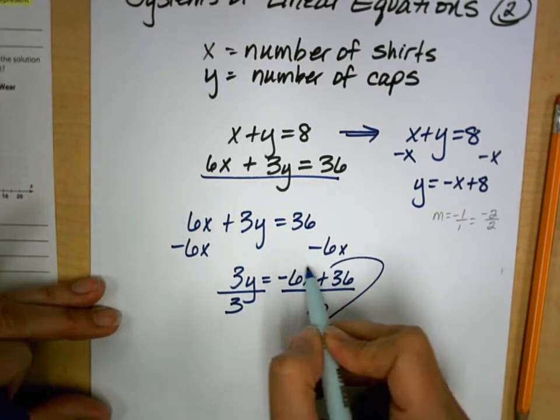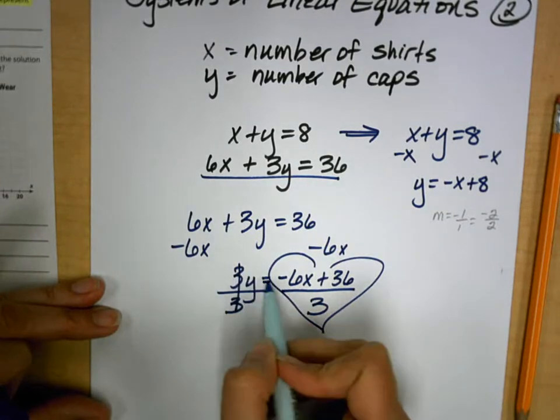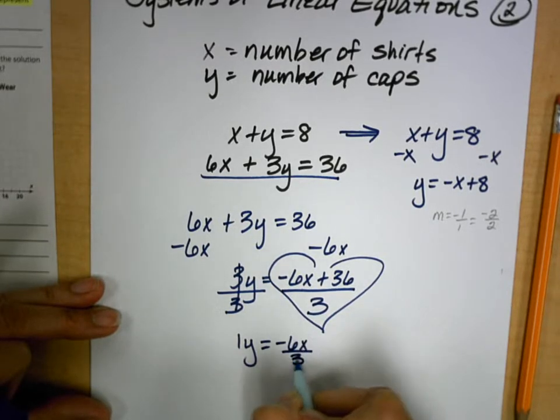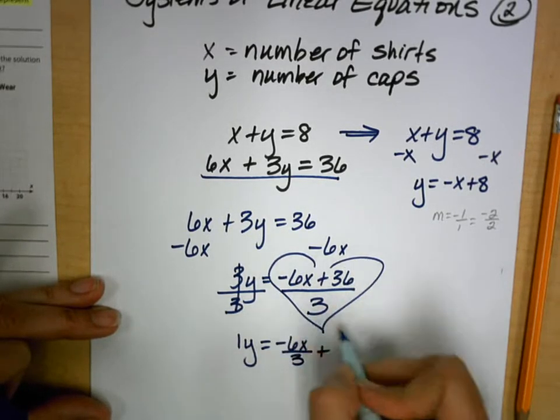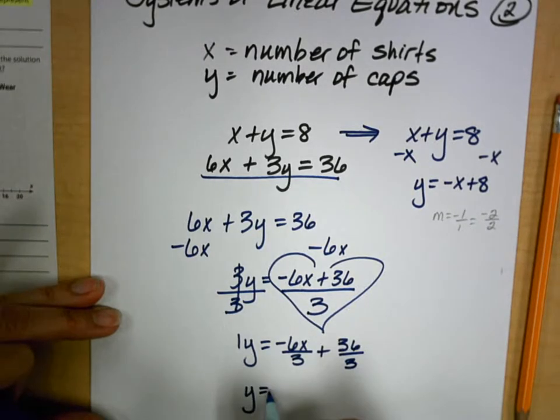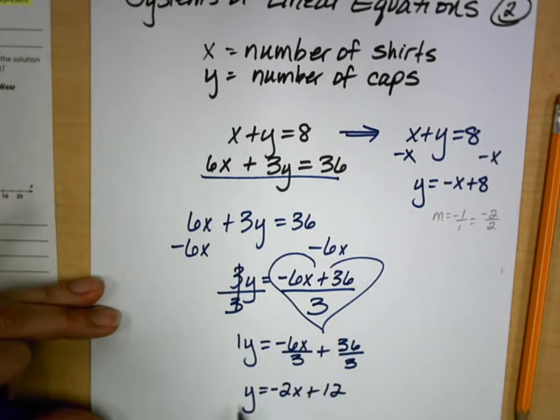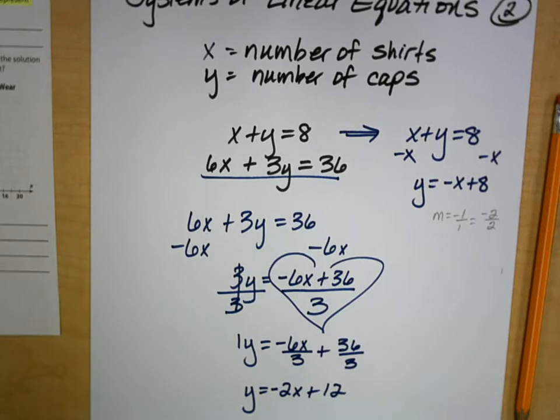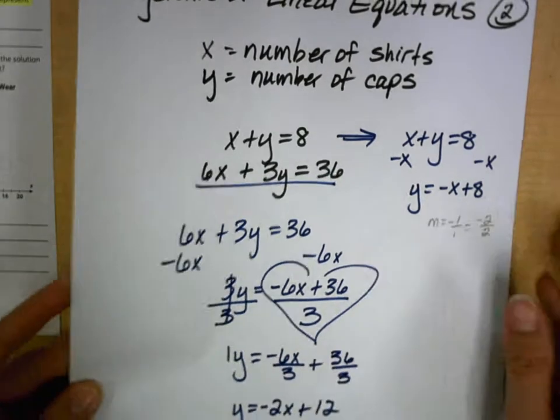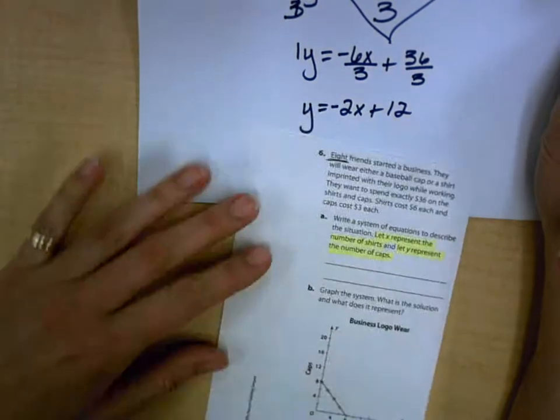Okay. This is a 1y now. So 1y equals, this becomes negative 6x over 3. This becomes plus 36 over 3. Now we simplify. Negative 6 divided by 3 is negative 2. 36 divided by 3 is 12. And so there is our new equation. It is equivalent to the original, just in a different format. And I need to graph this one.